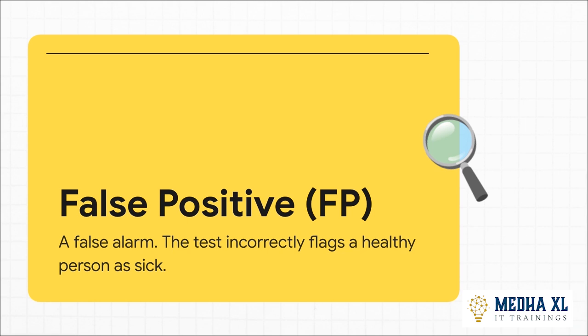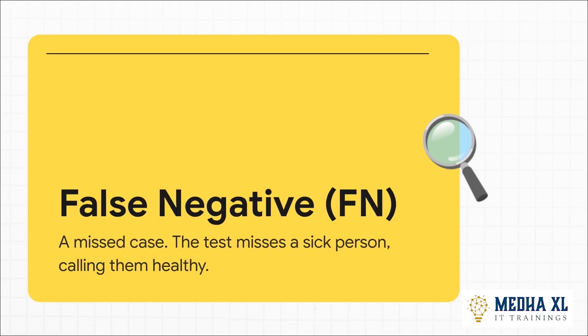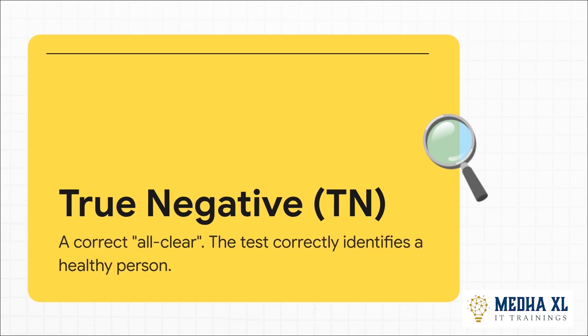And then we have what is almost always the most dangerous mistake, the false negative. This is a total miss. You are sick, but the test says, nope, you're fine, go on home. In medicine, this is the error that can have catastrophic consequences, letting a serious illness go completely unchecked. And finally, to complete our set of 4, we have the ideal outcome for a healthy person, a true negative. The test gives you the all clear, and it's right. You're healthy. Phew, what a relief.